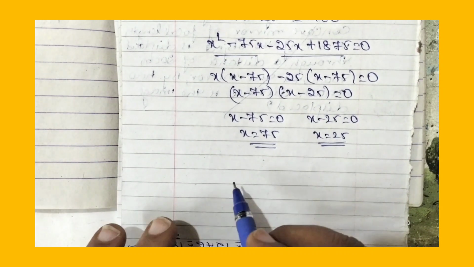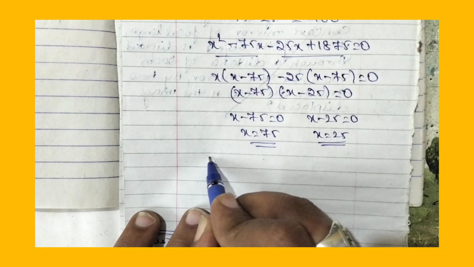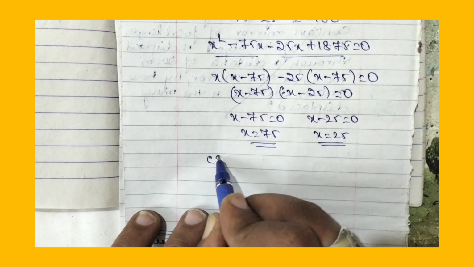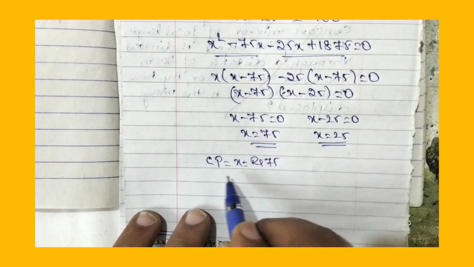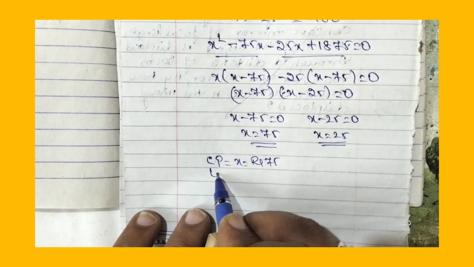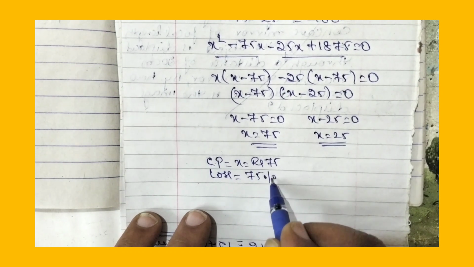So since we got two positive values, let us put them now. So if the cost price is equal to x is equal to rupees 75, if cost price is rupees 75, then percentage loss is equal to 75%.